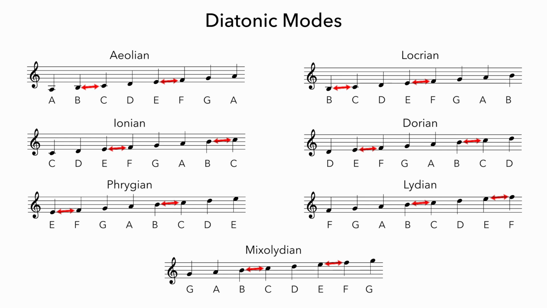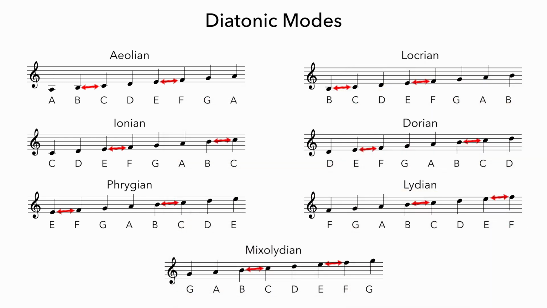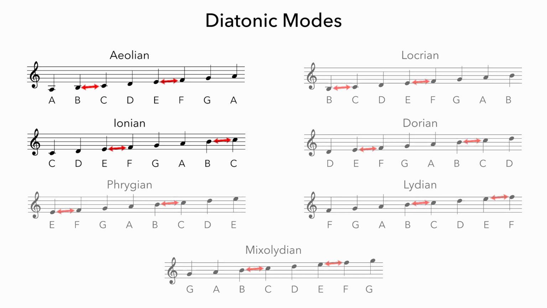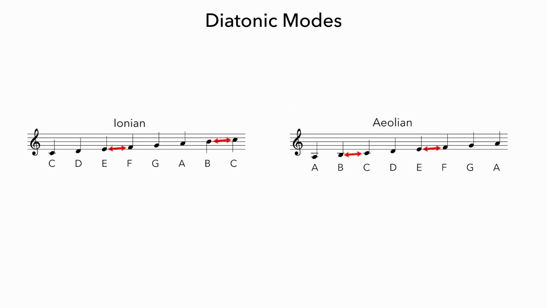These diatonic scales played a huge role in the development of Western music, especially during the Middle Ages and the Renaissance, Gregorian chants being one prominent example. Over time, two of those scales emerged under new names as the harmonic foundation of most of the music we listen to today, the major and minor scale.